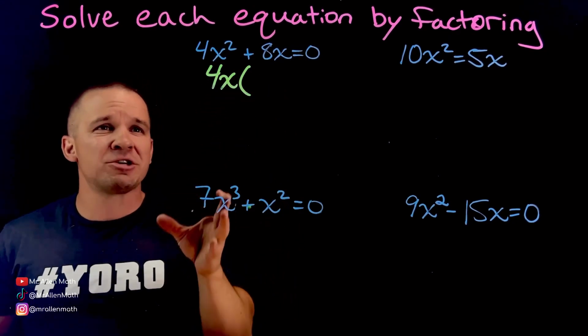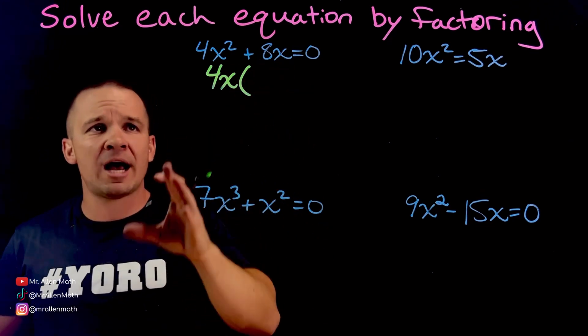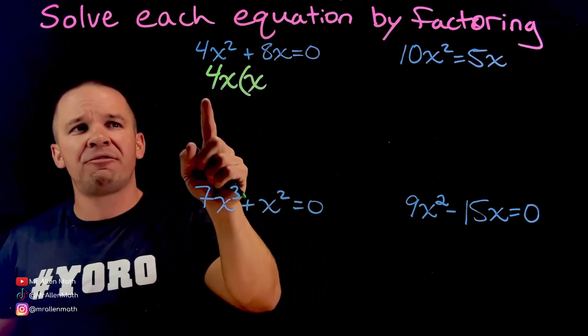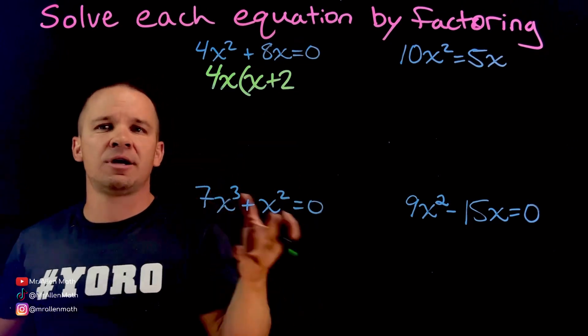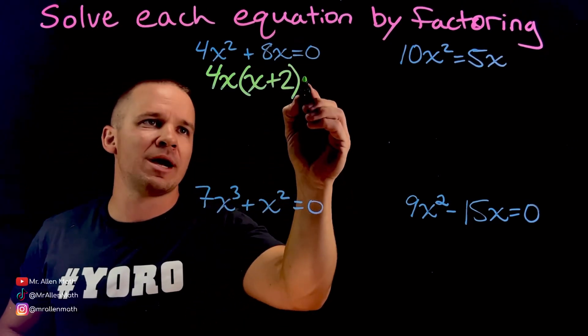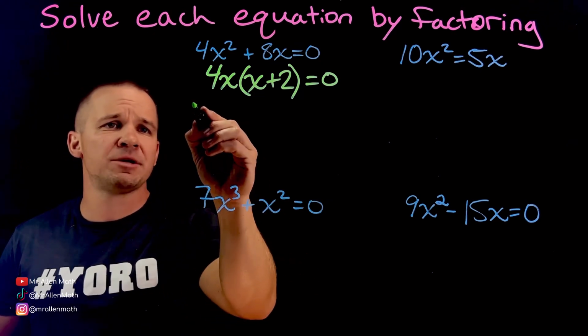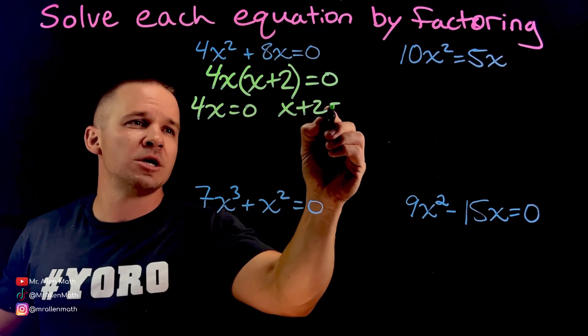Now what I'm doing is I'm actually dividing out that 4x from each one of those terms. So if I divide out 4x from 4x squared, I'm left with x. And if I divide out 4x from 8x, 8 divided by 4 is 2. And I took out the entire x, so that's all we got there, equals 0. Now this is factored form. I can set my two factors, 4x equal to 0, and x plus 2 equal to 0.